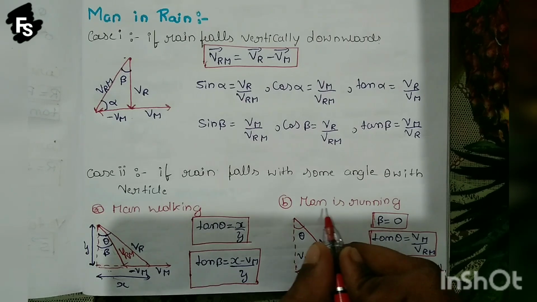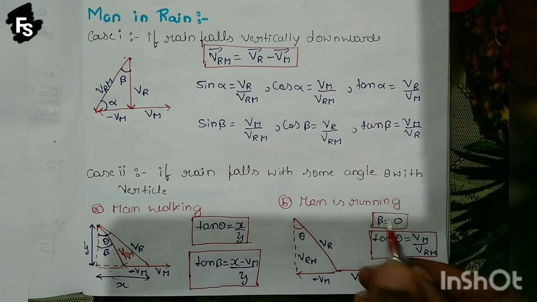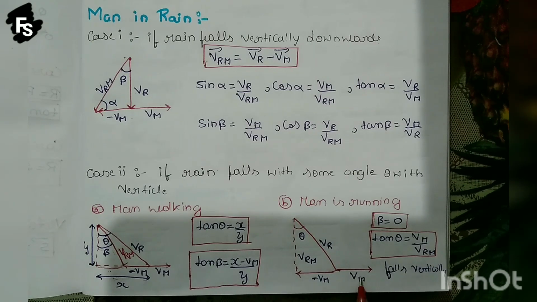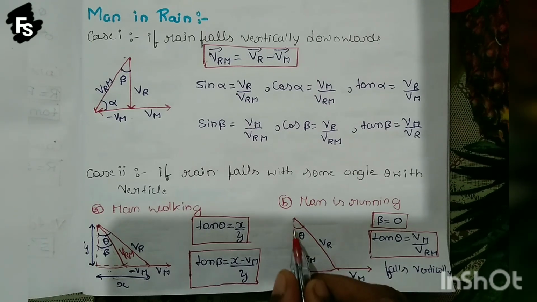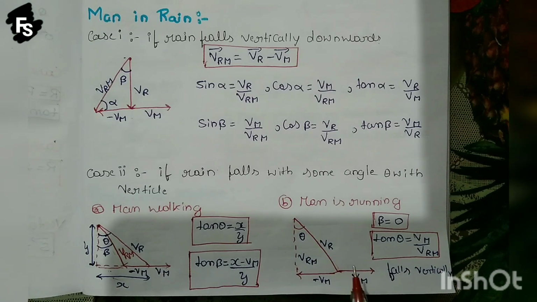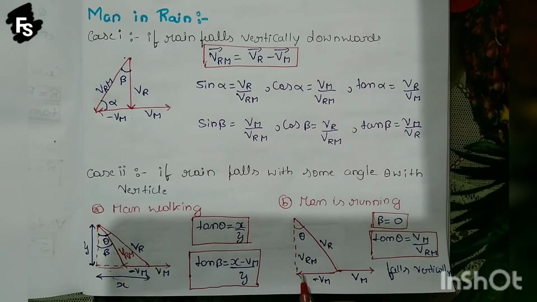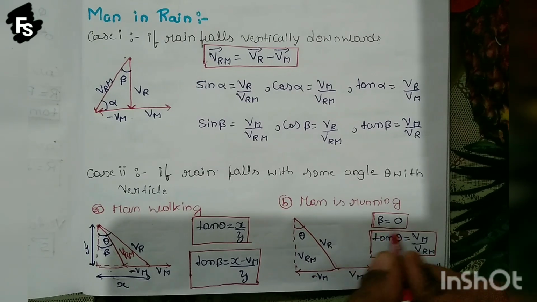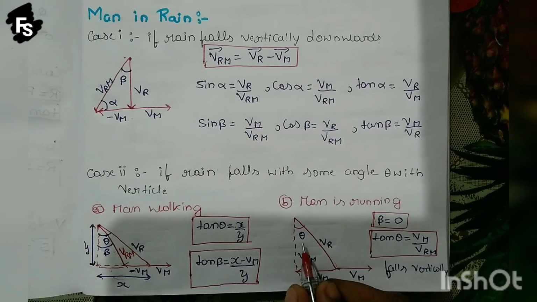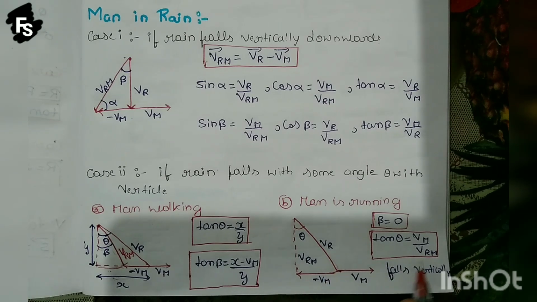If the man is running, this is the velocity of man. This is the velocity of rain, making some angle theta. If the man is running, the rain with respect to man falls vertically. Remember, if the man is running, then the rain always falls vertically downwards. So the angle beta will be 0, so that tan theta equals Vm by Vrm. So it falls vertically.